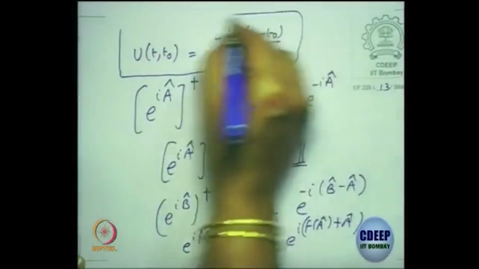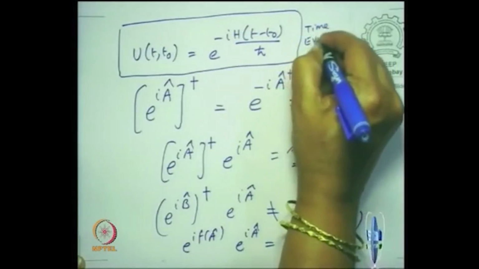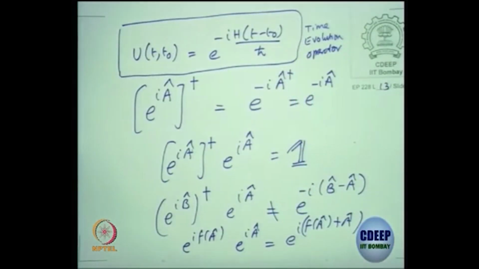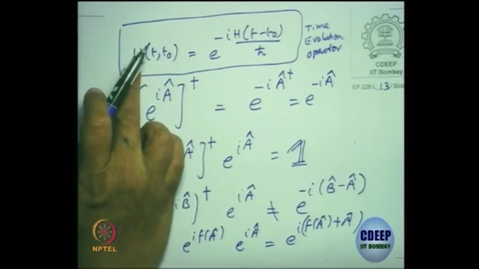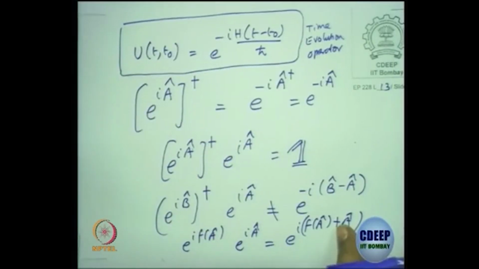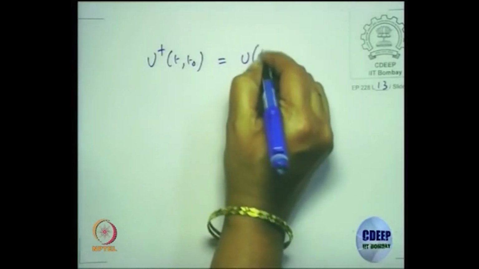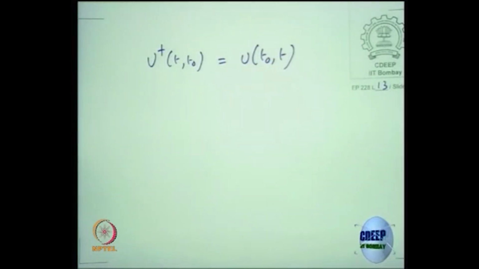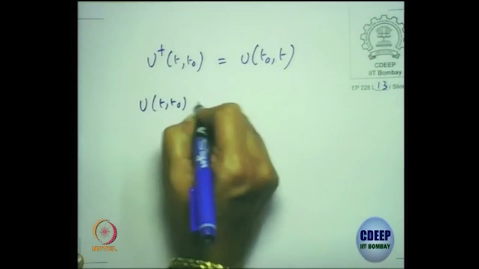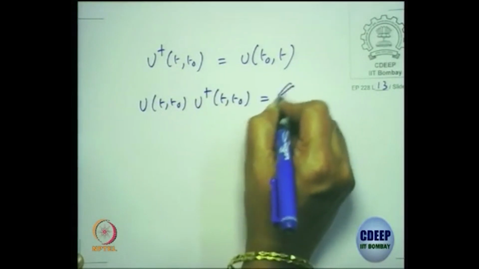So the time evolution operator which I have written here, this is what is called the time evolution operator for time independent Hamiltonians. This helps us in finding the state at any arbitrary time given the state at an initial time t0, and this operator has various properties. This operator is supposed to be unitary, same as t0 t. All agree? This is one property, and you can also show U(t, t0) U dagger(t, t0) is identity.